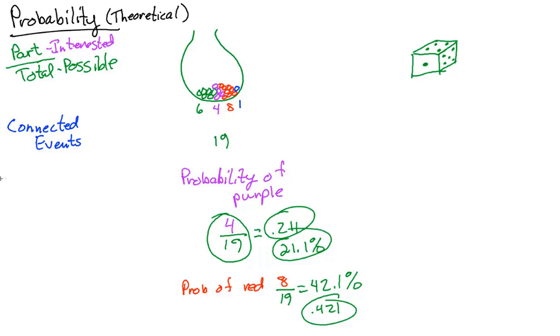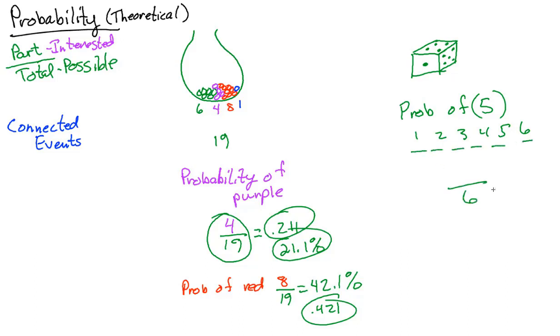All right, let's see how that works with the die. What's the probability of rolling a 5? Well, we have a 1, 2, 3, 4, 5, or 6. Those are the options, so we have a total of 6 possibilities. If we want to roll a 5, that's 1 out of the 6 options. So it's 1/6. If we plug that into the calculator, we get 0.167, or 16.7% if we round.